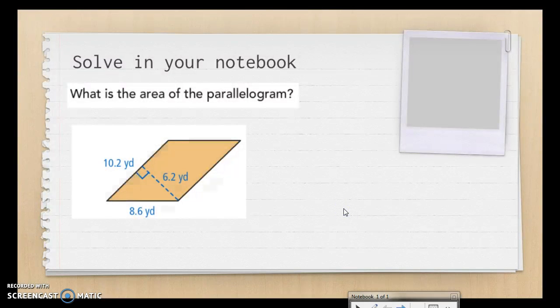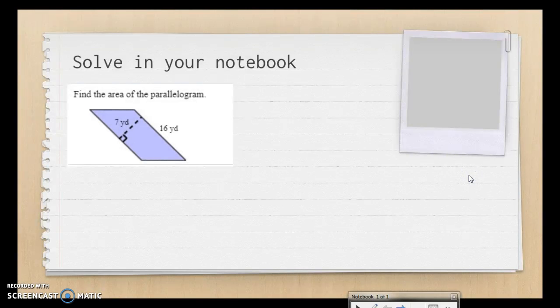Okay, we're not doing this one. This one I want you to solve in your notebook, just to remind yourself how to do it. Step 1, rewrite your formula. Doesn't matter how many times you write it, even if you remember it, still write it down. Area equals base times height. I'm going to be looking for this on the test. You have to have your formula. Area equals base times height.